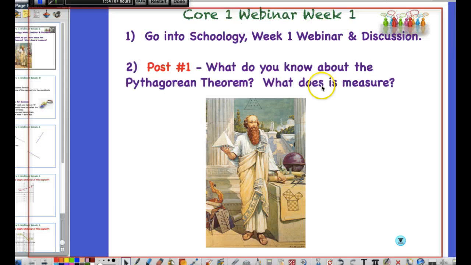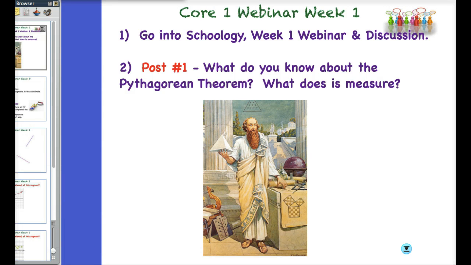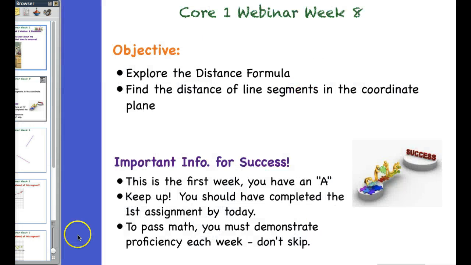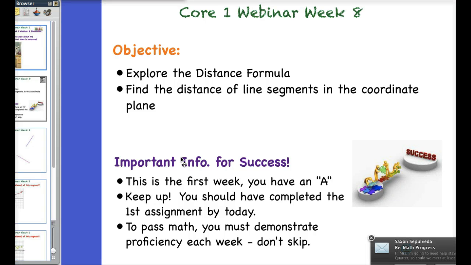All right, so let's actually look at that, you guys. Let's go forward here and look at what we're going to do. So we're going to explore the distance formula, and the distance formula is directly related to the Pythagorean theorem. So by knowing the Pythagorean theorem, you will know the distance formula. And that's the cool thing about the Pythagorean theorem, is that it's actually now used for lots of different things, including finding circles in the coordinate plane as well. Okay, we're going to find the distance of line segments in the coordinate plane, and that relates to the distance formula, which relates to the Pythagorean theorem.